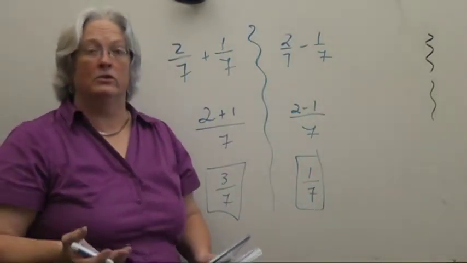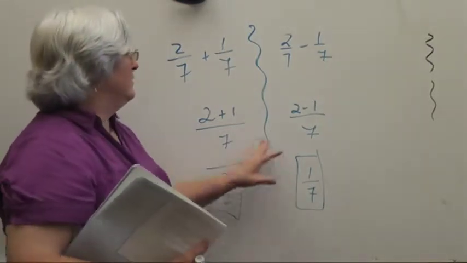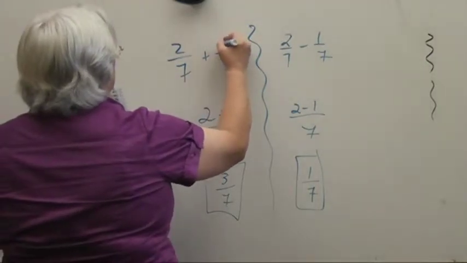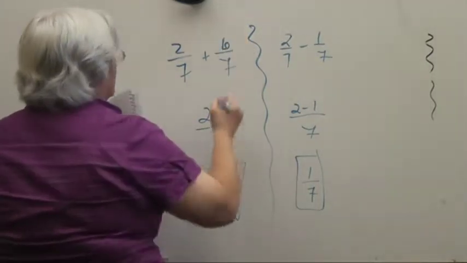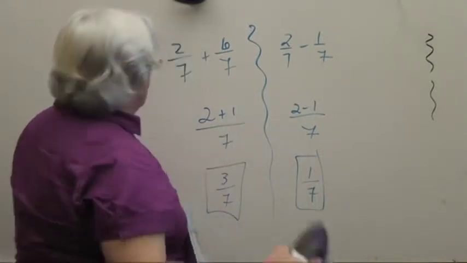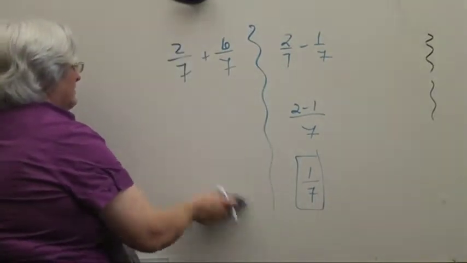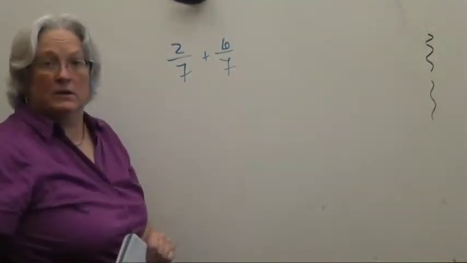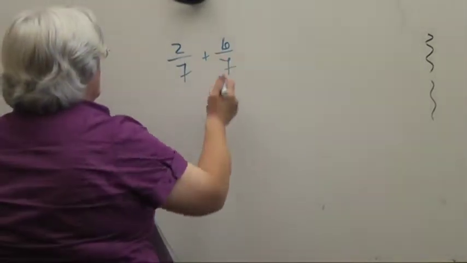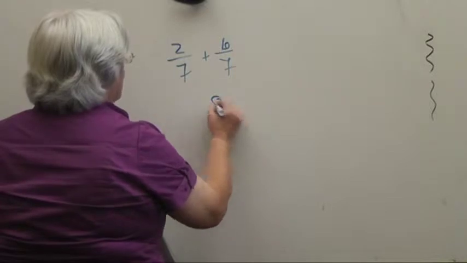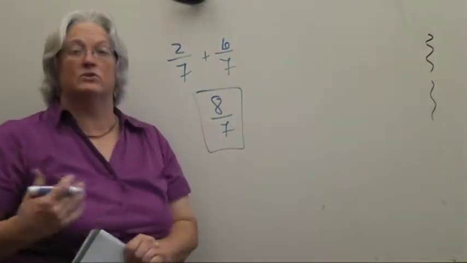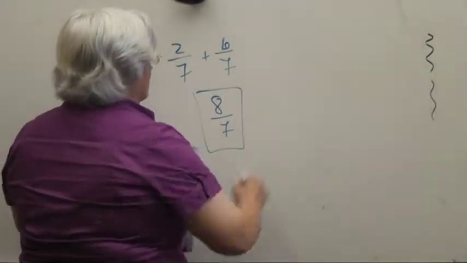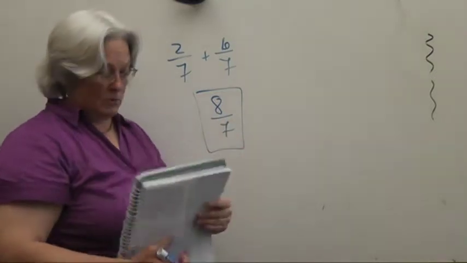Very, very easy to add and subtract fractions. You don't have to convert this problem into an improper fraction. Notice what I did with this first problem, 2 sevenths plus 6 sevenths. Because the denominator is the same, we add the numerators, and we have 8 sevenths. That's the answer. 2 plus 6 is 8. You do not convert that into 1 and 1/7. Just leave this as an improper fraction.